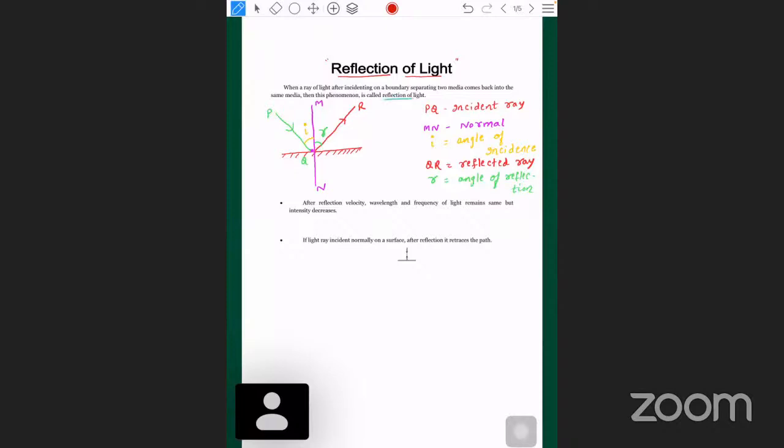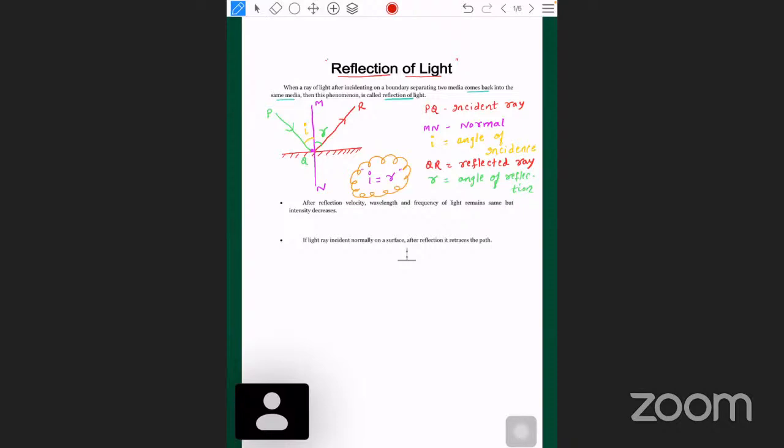So see here, whenever the ray of light is incident, it is coming back to the same media. What is this phenomenon called? Reflection of light. Please remember, whatever the angle of incidence is, that should be equal to the angle of reflection. Angle of incidence is always equal to what? The angle of reflection. Yeah, that is the basic law of reflection, students.